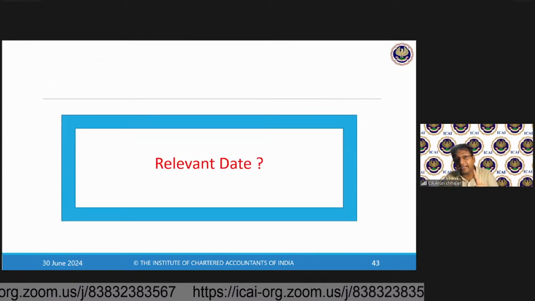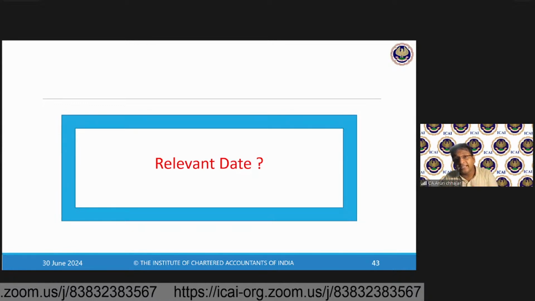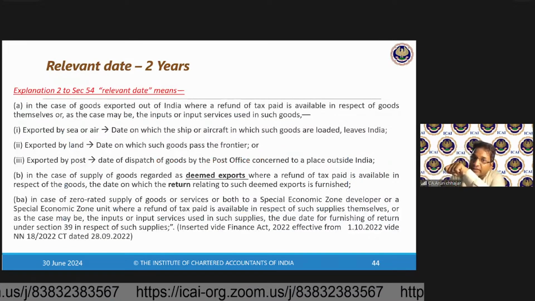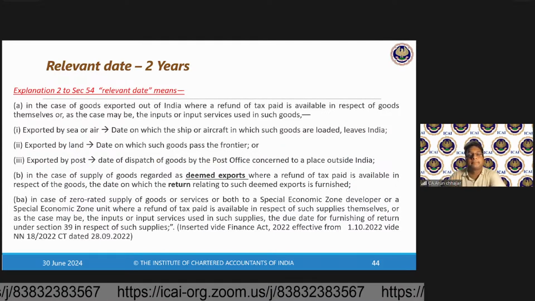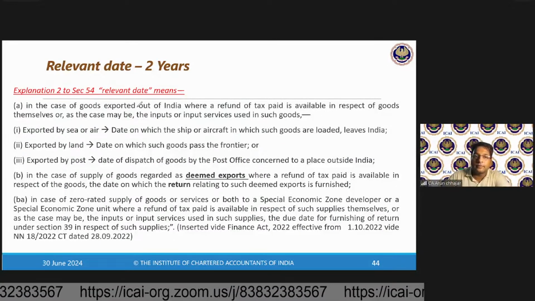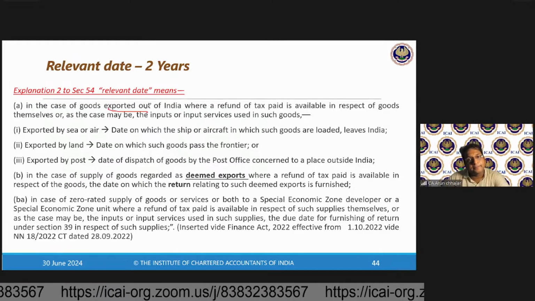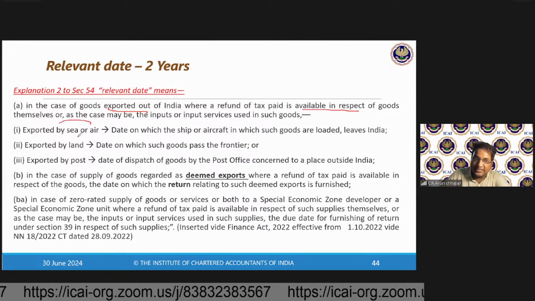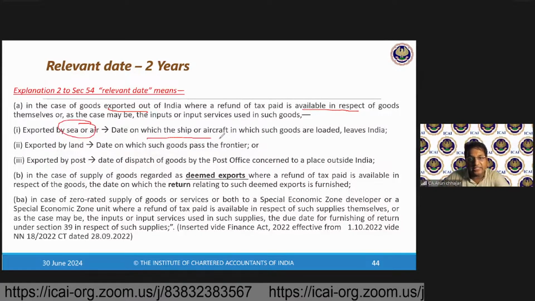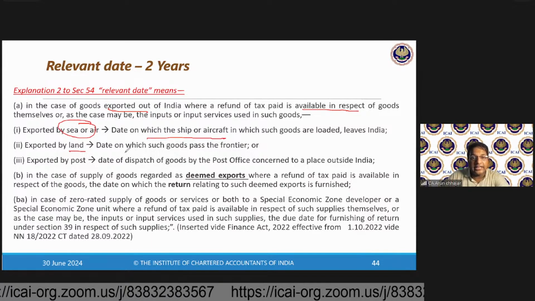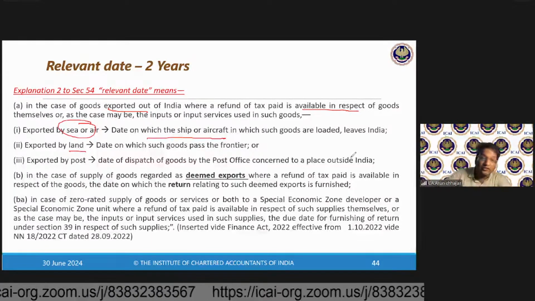What is the relevant date? At the start of the chapter, I told you that I can take the refund within 2 years from the relevant date. Relevant date is different from case to case basis. What is the relevant date? In case of the export out of India, the refund is available in respect to the goods. If it is exported by sea, then the date on which the ship or aircraft leaves India. If it is by land, then the date on which the goods pass the customs frontier of India.